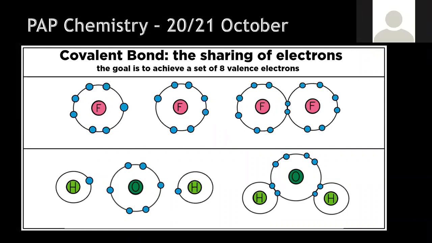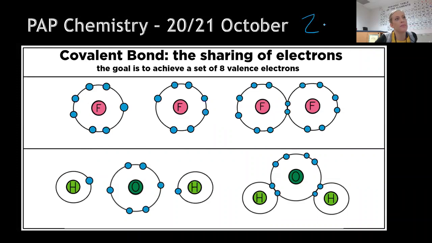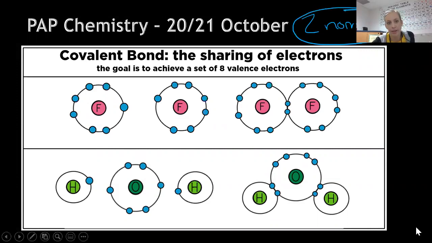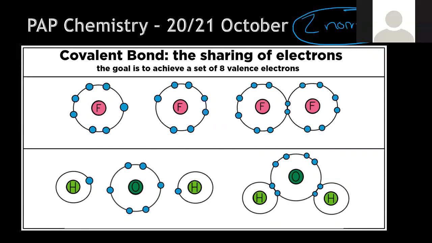Usually it's 2 different non-metals. Yep, it's 2 nonmetals, so we know that. It's 2 nonmetals because fluorine is a nonmetal and it's 2 of itself. That's going to be true for covalent. So covalent is non-metal bonding. Okay, awesome. Someone else, thank you, Akshar.